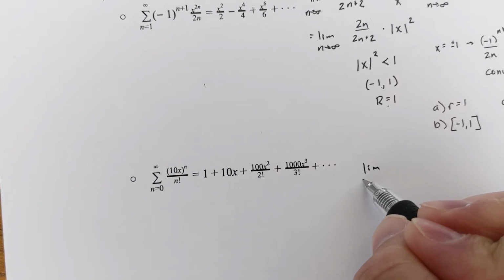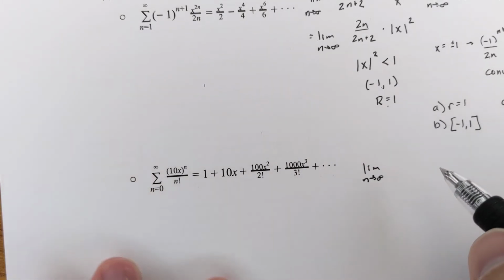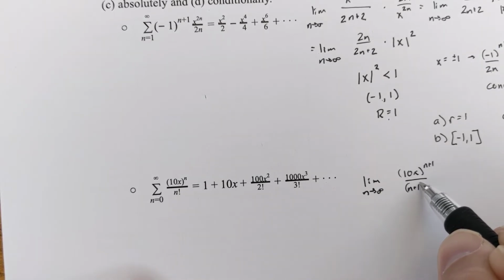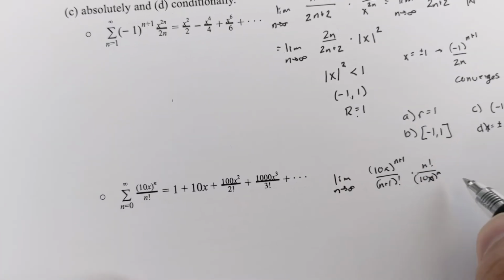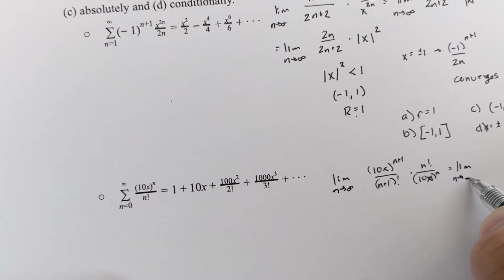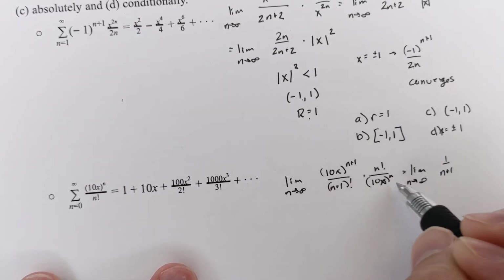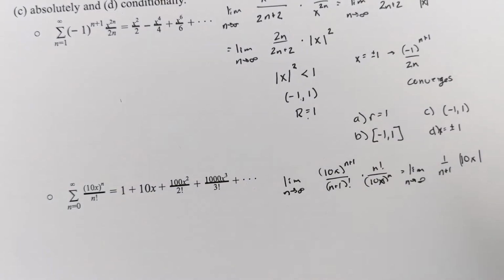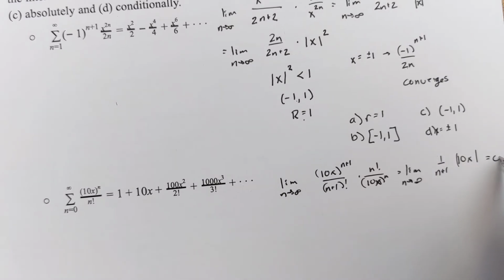Okay. So limit as n approaches infinity. Ratio test. So we take 10x to the n plus 1 over n plus 1 factorial, then flip the original. So this is the same thing as the limit as n approaches infinity. I'm going to do this quickly. 1 over n plus 1. These guys will reduce to just 10x. So this becomes 1 over infinity, which is 0. So this value is 0.